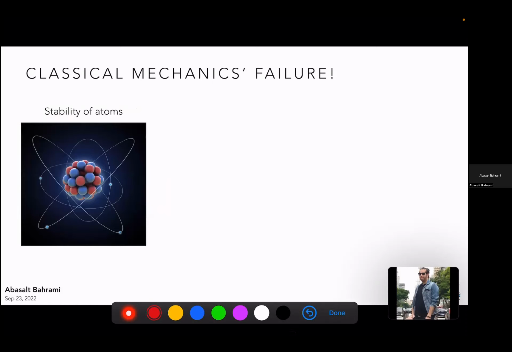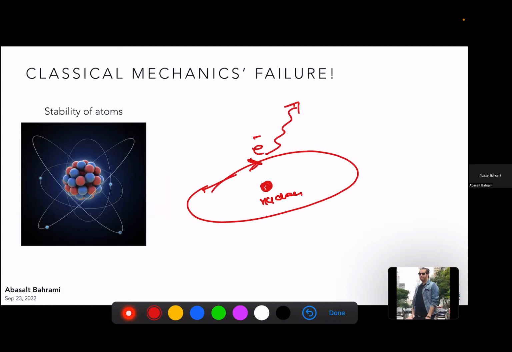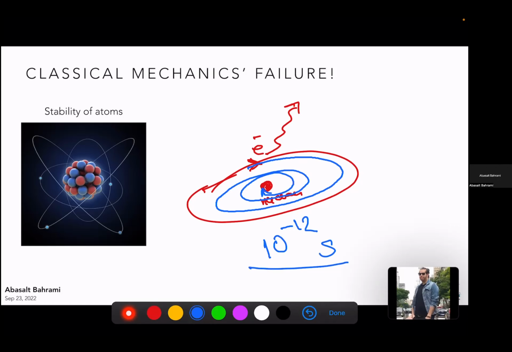The other thing that classical mechanics is not able to explain is the stability of the atom. According to classical mechanics, you have the nucleus of the atom here, and electrons orbiting around the nucleus. We know that if a charged particle is in motion, it will radiate energy. So if the electron is radiating energy, it is losing energy. Over time, you should expect the orbit to get smaller and smaller, and finally the electron should crash into the nucleus. But we know that this is not happening. If this were true, then in 10 to the minus 12 seconds you would have no atoms, because the electron would very quickly fall into the nucleus. But this is not really happening.